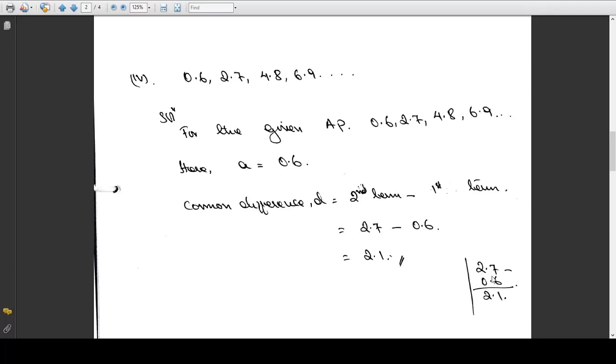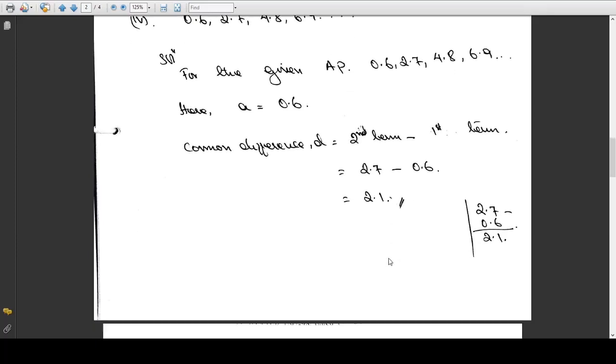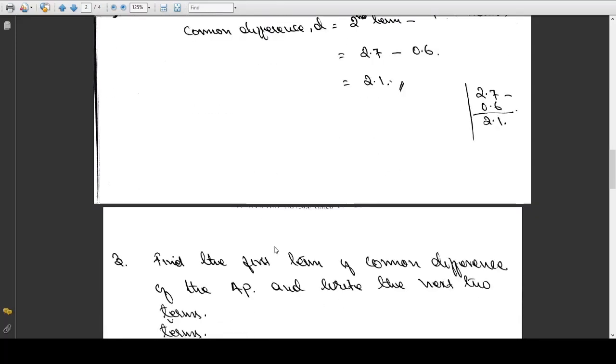See how you'll put them, you'll subtract them. You arrange the decimal values in the same line. 2.7 and 0.6. Now 7 minus 6 is 1. Then you keep this decimal point, and 2 minus 0 is 2. That means the difference between these two is 2.1. Hence the first term is 0.6 and the common difference is 2.1.